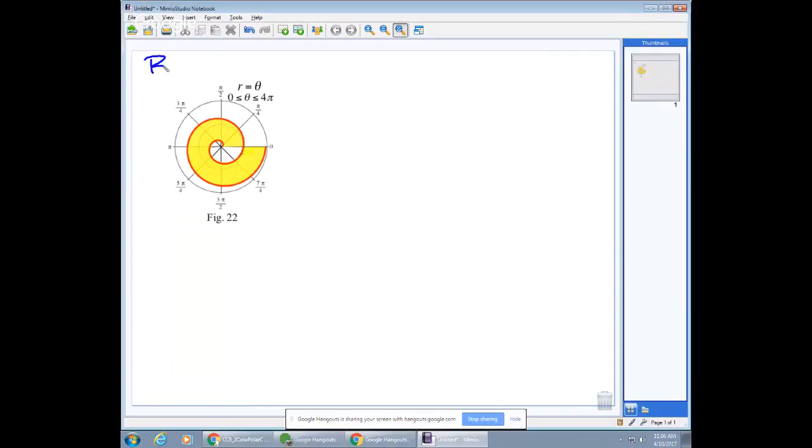So this is from our book. This is section 9.2, number 20. We're supposed to find the area inside the shaded curve. Our function is r equals theta, and theta is going from 0 to pi over 4. All right.